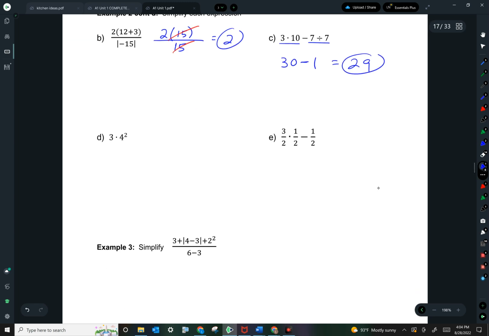Okay, look at the next one. No parentheses. I do see exponents. That means I have to do the exponents first and get 16. And then I can do the multiplication.